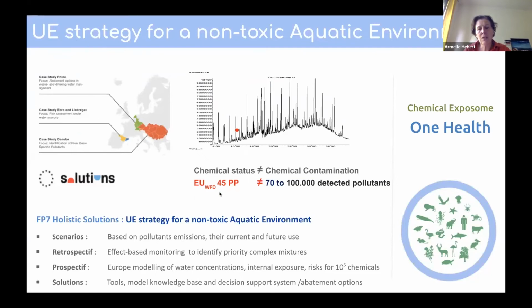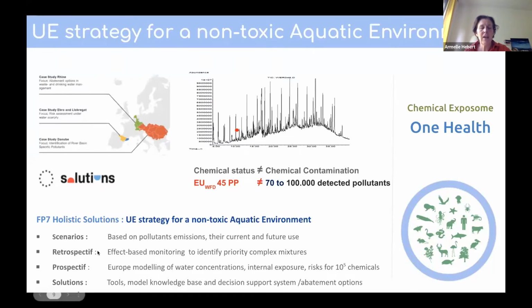And just for your information, the Water Framework Directive at EU level considers 45 priority pollutants. This picture only shows that we can detect in a key river basin at European level between 70 and 100,000 chemical pollutants from all kinds of origin, pharmaceutical, pesticide, perfluorates and so on. All these compounds are detected at sometimes very low dose levels, and they are absolutely not considered in any policies.